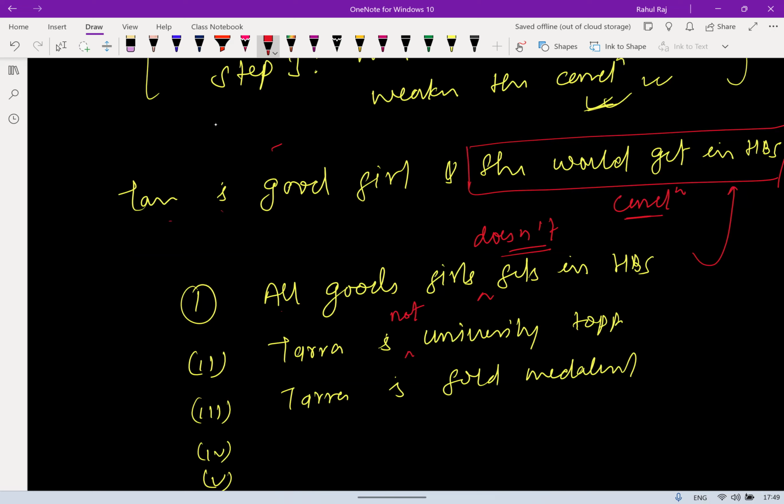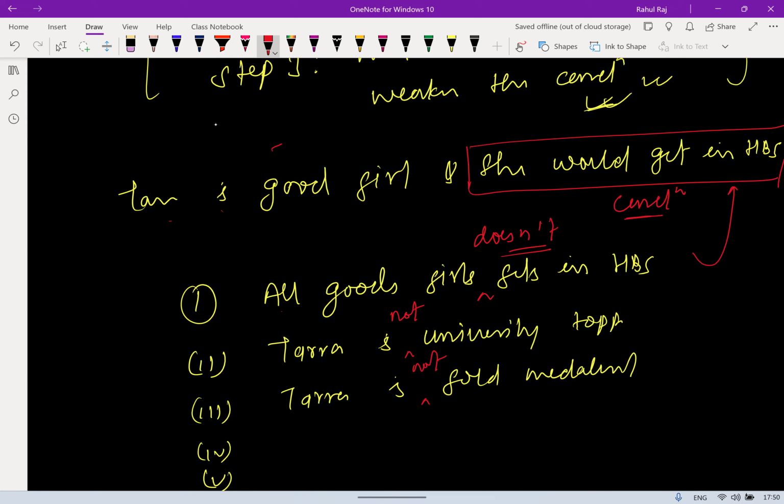Meaning, you don't have to be a university topper to get into Harvard. Right? If I negate "Tara is not a gold medalist," do you really think it has got anything to do with my conclusion? No. You don't have to be a gold medalist to get into Harvard. Agreed? Am I 100% right or not?